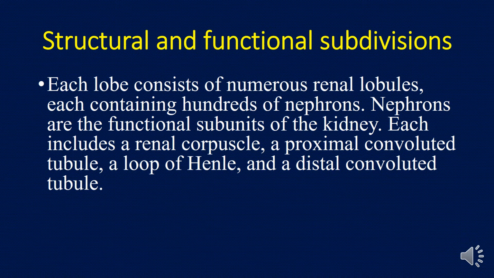Each lobe consists of numerous renal lobules. Each contains hundreds of nephrons. In general, the nephron is the structural and functional unit of the kidney. Each nephron includes a renal corpuscle, a proximal convoluted tubule, loop of Henle, and a distal convoluted tubule.